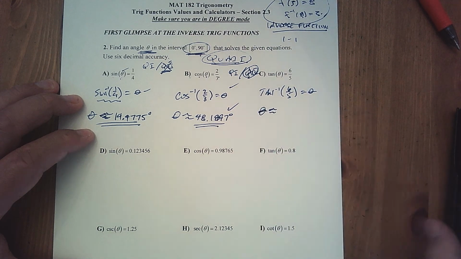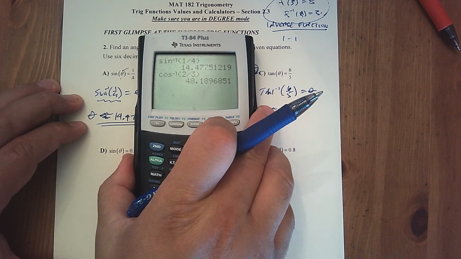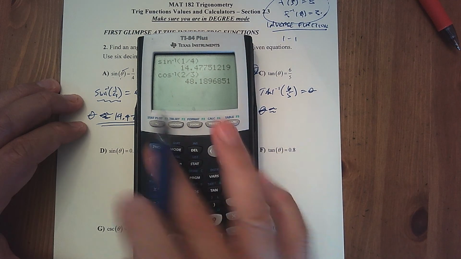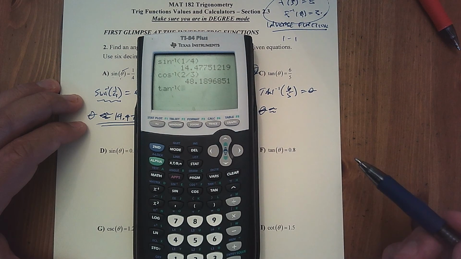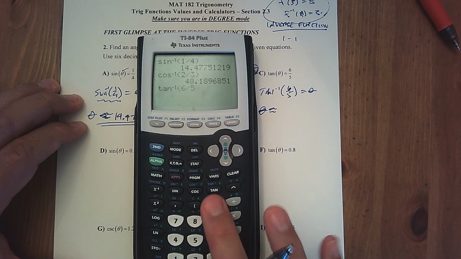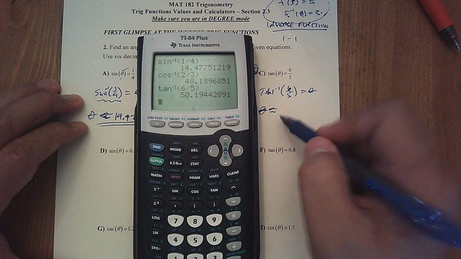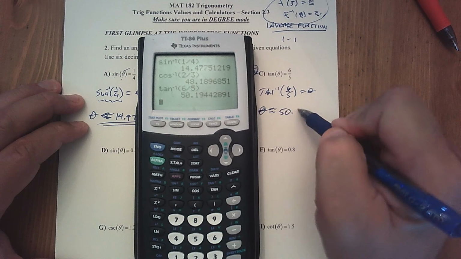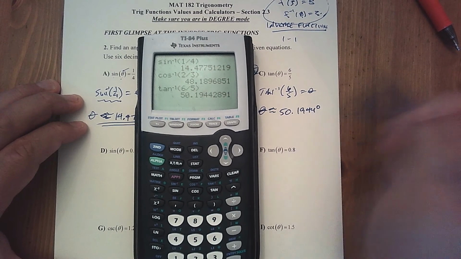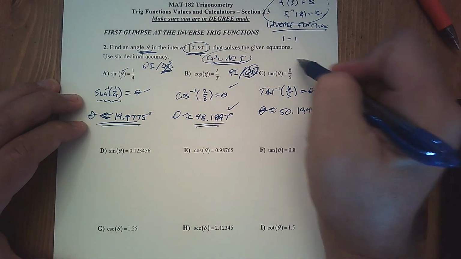Turning to the calculator to bust that out, we are invoking the inverse tangent. So I'll press that. And then we're talking about the fraction 6 divided by 5. Press that. And it looks like theta is 50.1944 degrees. And again, that's a quad 1 answer.